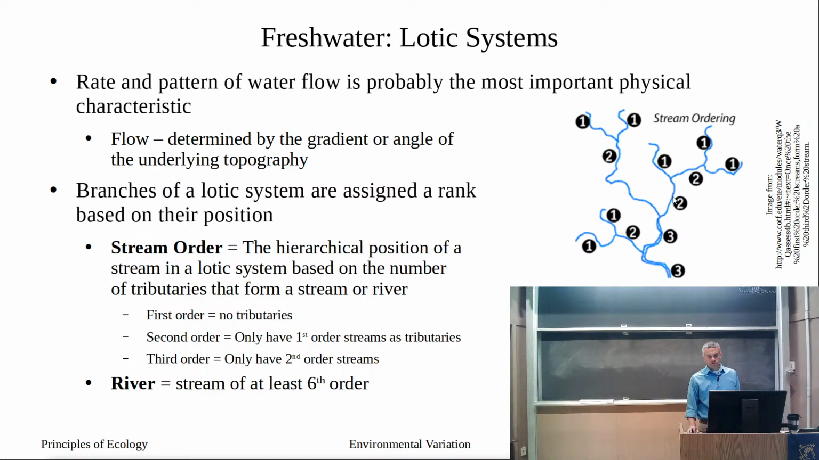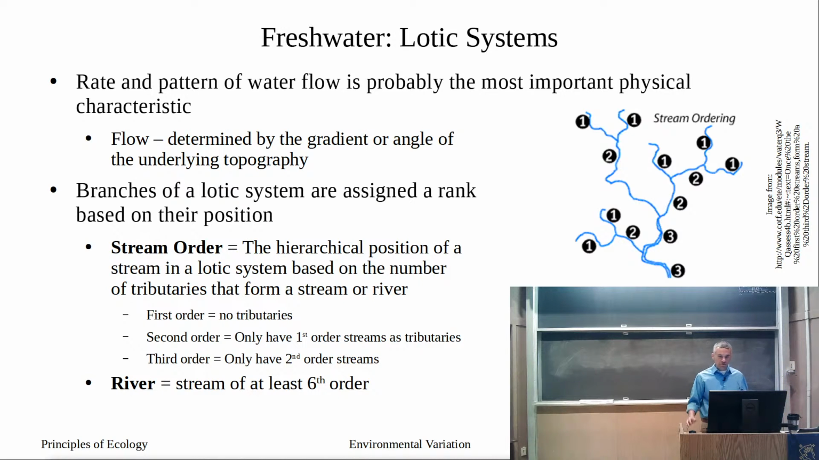It's only when two second order streams come together where we get our third order. So our third order stream only has second order streams as tributaries. And then we progress down the line. So a fourth order stream only has third order streams as tributaries and so forth. By this process of ordering and ranking our streams and rivers, we now have a definition of a river. Geographers say that a river is defined as a stream that is at least sixth order. So a sixth order stream only consists of tributaries of fifth order. And those tributaries of fifth order only have their own tributaries of fourth order, and the fourth orders only have third order tributaries, and so forth and so forth and so forth.